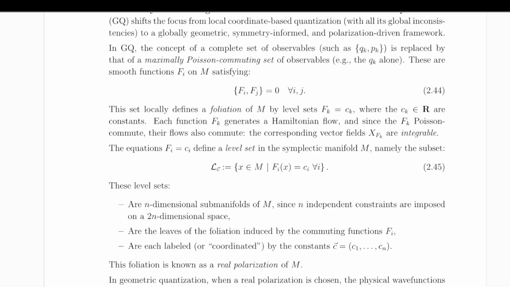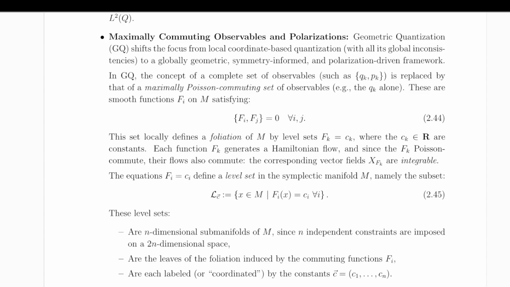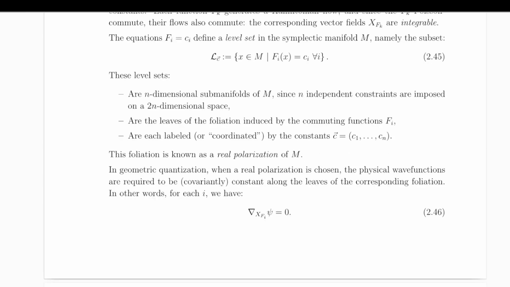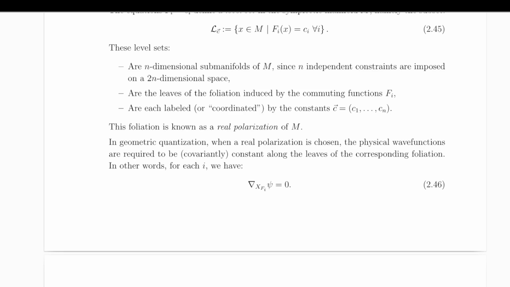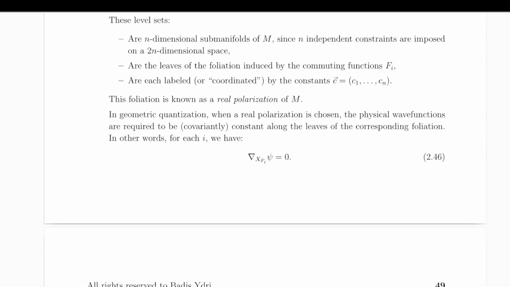Maximally commuting observables and polarizations. Geometric quantization refines this idea even further. Instead of seeking a complete set of observables as in canonical quantization, we seek a maximally commuting set. These are observables whose Poisson brackets vanish pairwise. Their level sets foliate the phase space into Lagrangian submanifolds, surfaces along which the symplectic form vanishes. Choosing such a set defines a real polarization. The leaves of the foliation are the integral manifolds of the polarization.